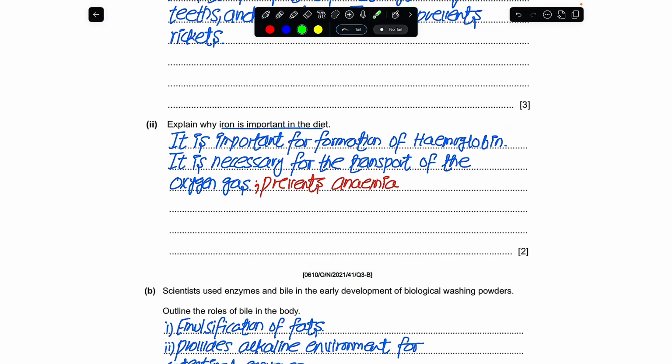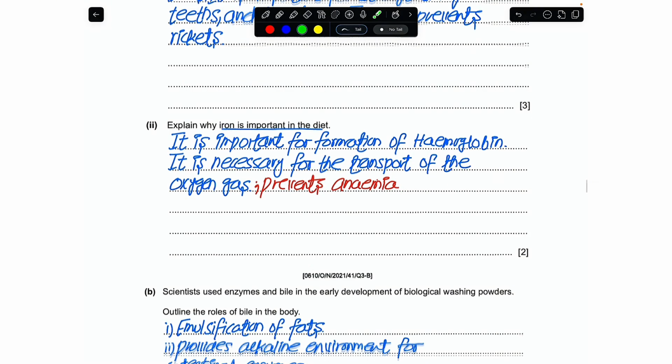Iron is a part of the hemoglobin protein. And this is necessary. Why? Because if the hemoglobin protein did not have the iron with it, it would not be able to bind the oxygen gas. So simply we would be saying that this is important for the formation of hemoglobin. And once it binds with the hemoglobin, it would be transporting the oxygen gas around the body. As an alternative point, you can also keep in mind that if iron is available in the diet, you would not suffer from anemia.